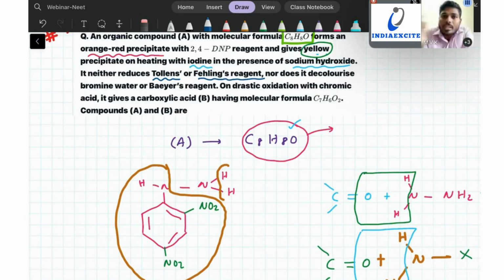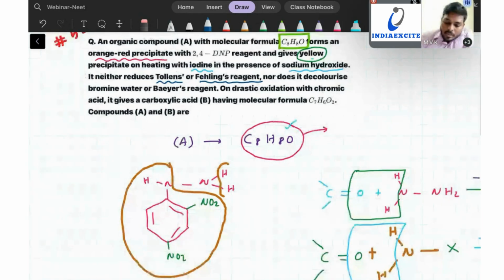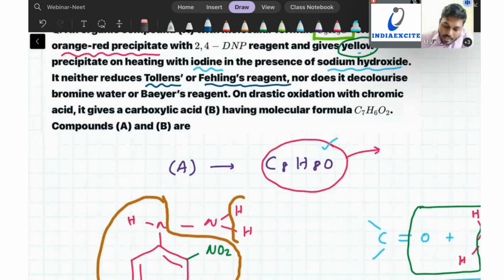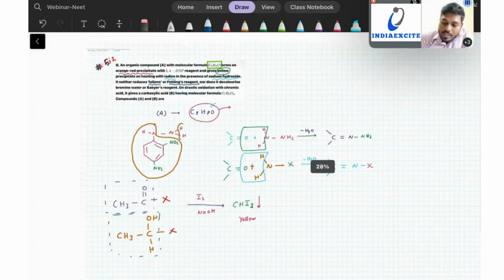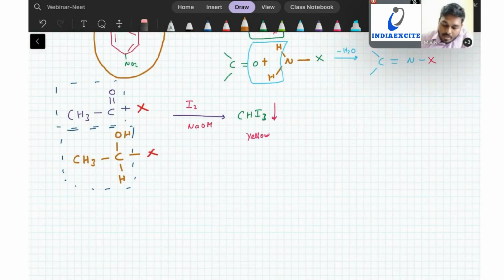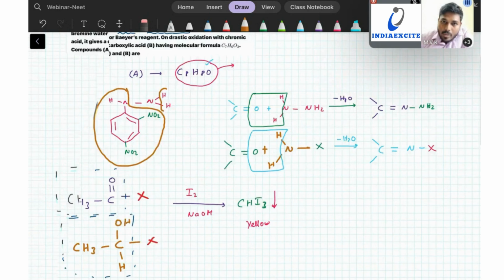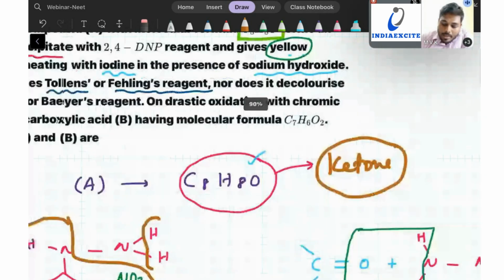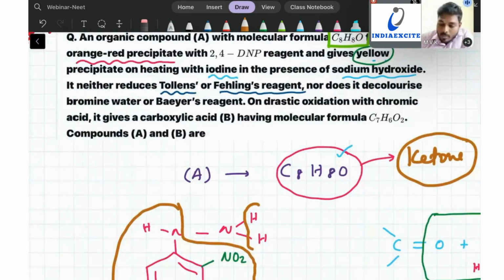to oxidize ketones, okay? So here what can I eliminate? Here it is neither reducing Tollens' nor Fehling's reagent, which means what are the possible compounds? So it can be a ketone, correct? So our suspect, the compound we want to identify, is a ketone. Now I came to that conclusion, partially, 90%. Still I'm not very clear. Let's move on to the next line.